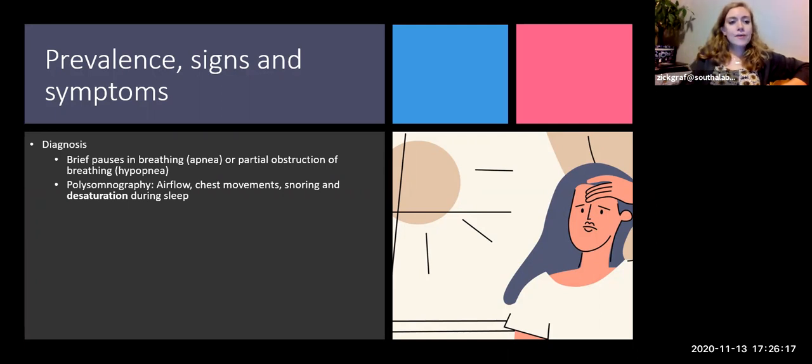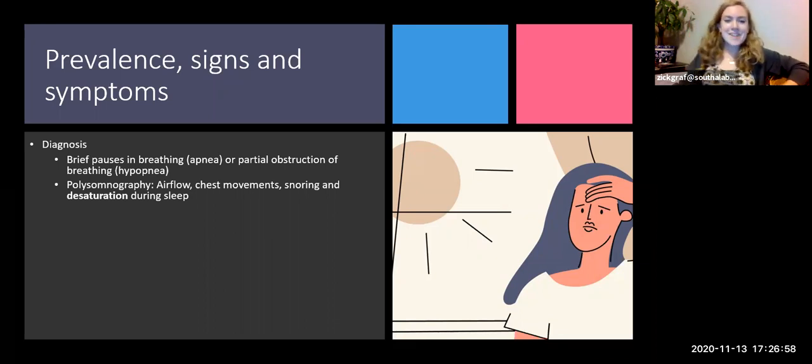Okay, so the diagnosis of sleep apnea, whether it's obstructive or central, is made by the presence of brief pauses in breathing, so apneas, or partial obstructions of breathing, so incomplete oxygen intake, which is called hypopnea. And it's diagnosed based on the number of apneas and hypopneas that occur per hour of sleep. And this is actually kind of relevant. Let me just check. For obstructive sleep apnea, the diagnostic threshold for a mild case is 15 apneas or hypopneas per hour. Per hour?